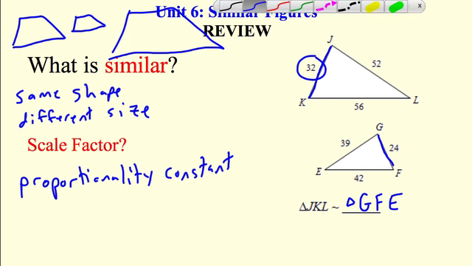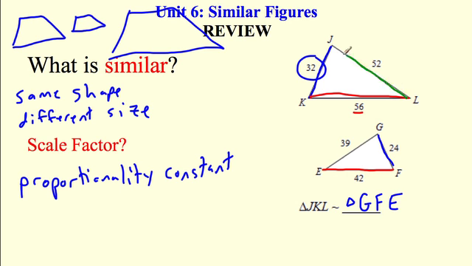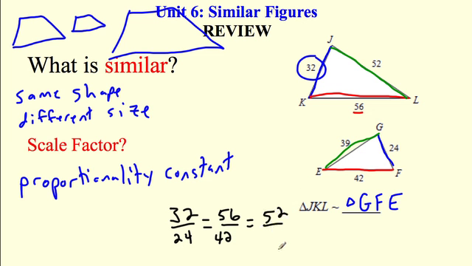But let's make sure we know the corresponding parts match up. The next one is K to L, which is 56. It's the biggest side, so it's got to match F to E. And then the last one is the middle side, 52, which matches the middle side 39 over here. So they're all proportional. If you take any of those, 32 is to 24, that would be the scale factor. The same as 56 is to 42, and the last one, 52, matches 39.